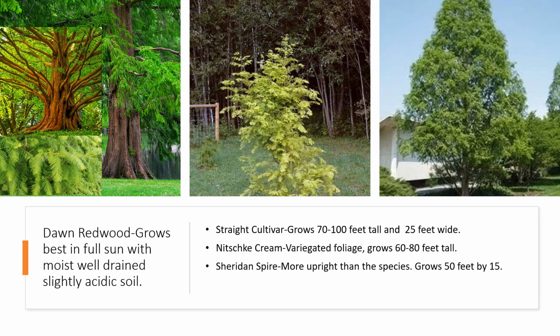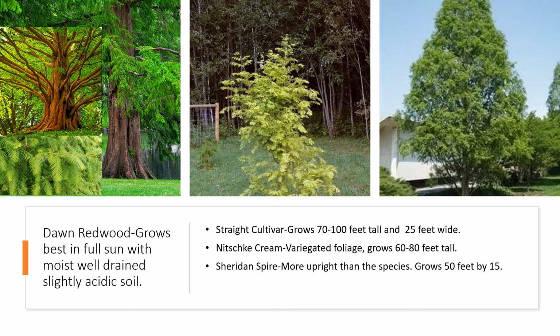Dawn Redwood is another one of those living fossil trees. It's been around since the dinosaurs. It is a beautiful tree. It grows best in full sun with moist, well-drained, slightly acidic soils. If you can see in the top left there, the bark, and it grows more of a, especially early on, into like a V shape, which you can see as it gets larger. It loses some of those lower limbs, but it's an absolutely gorgeous plant.